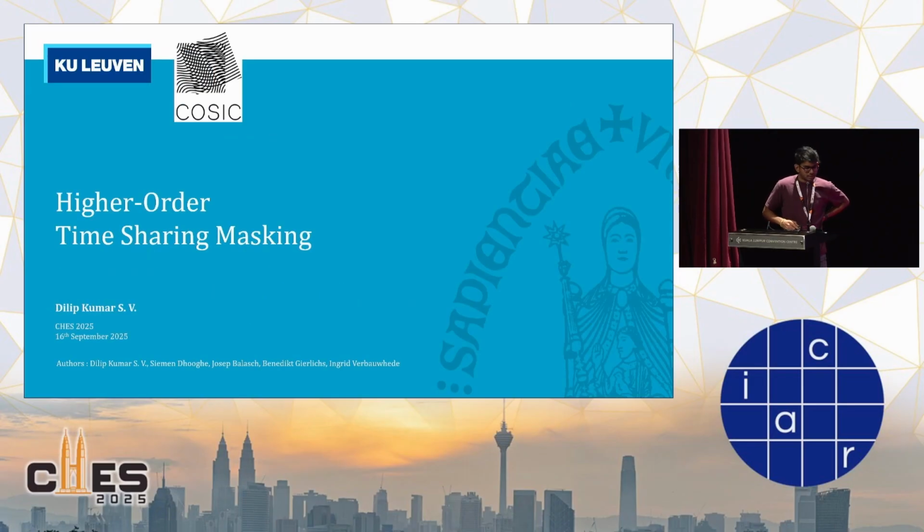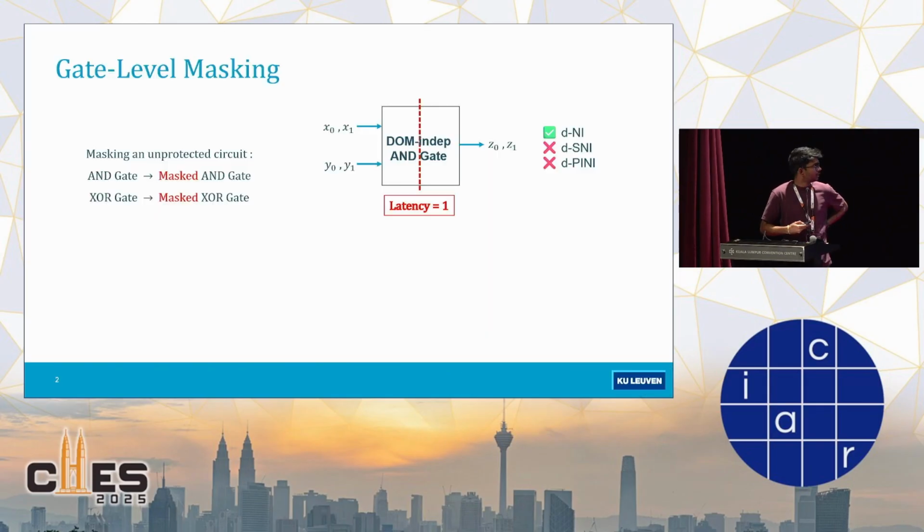So this work is an extension of a paper from last year, so I'll spend 5 to 10 minutes explaining the previous paper because I need context for explaining this work. So I am Dilip, and the other co-authors are Seaman, Joseph, Benedict, and Ingrid. So I'll start by briefly introducing why low latency masking is a bit difficult.